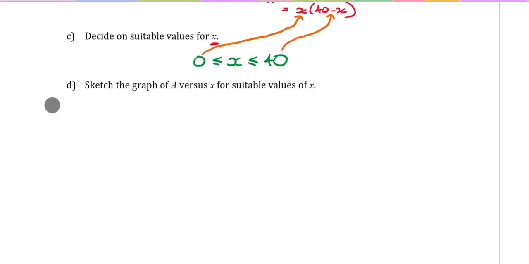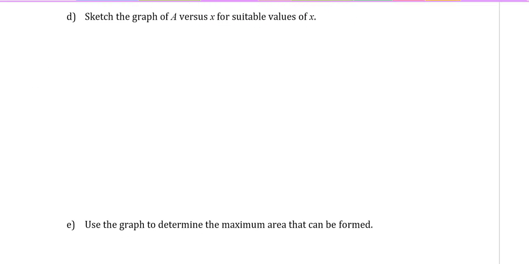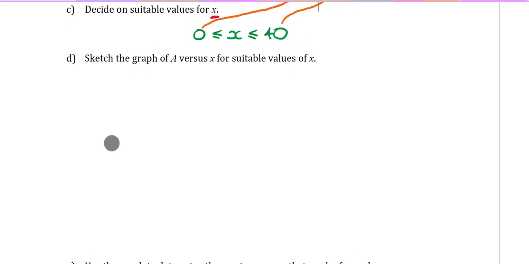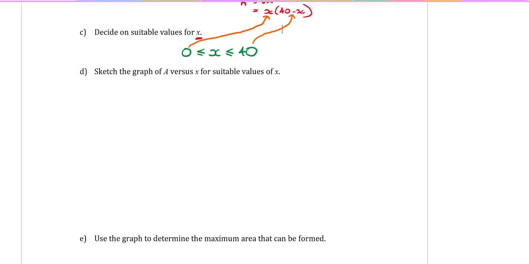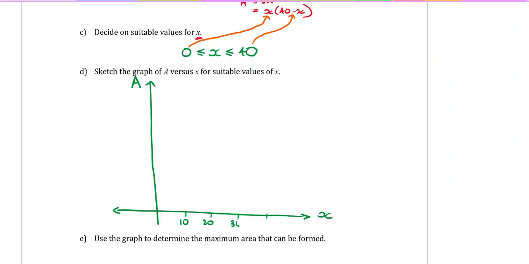Part D. Sketch the graph of A versus X for suitable values of X. So, from the equation that we've worked out up here, the x-axis is going to be right down the bottom here. Because remember, I'm not going to have any negative values. So I'm really just graphing in the first quadrant. X is the horizontal axis, and we're going to have A on the vertical axis. We have said that suitable values of X are between 0 and 40. So I'm going to go 10, 20, 30, 40. That's as far as I need to go for my X values.